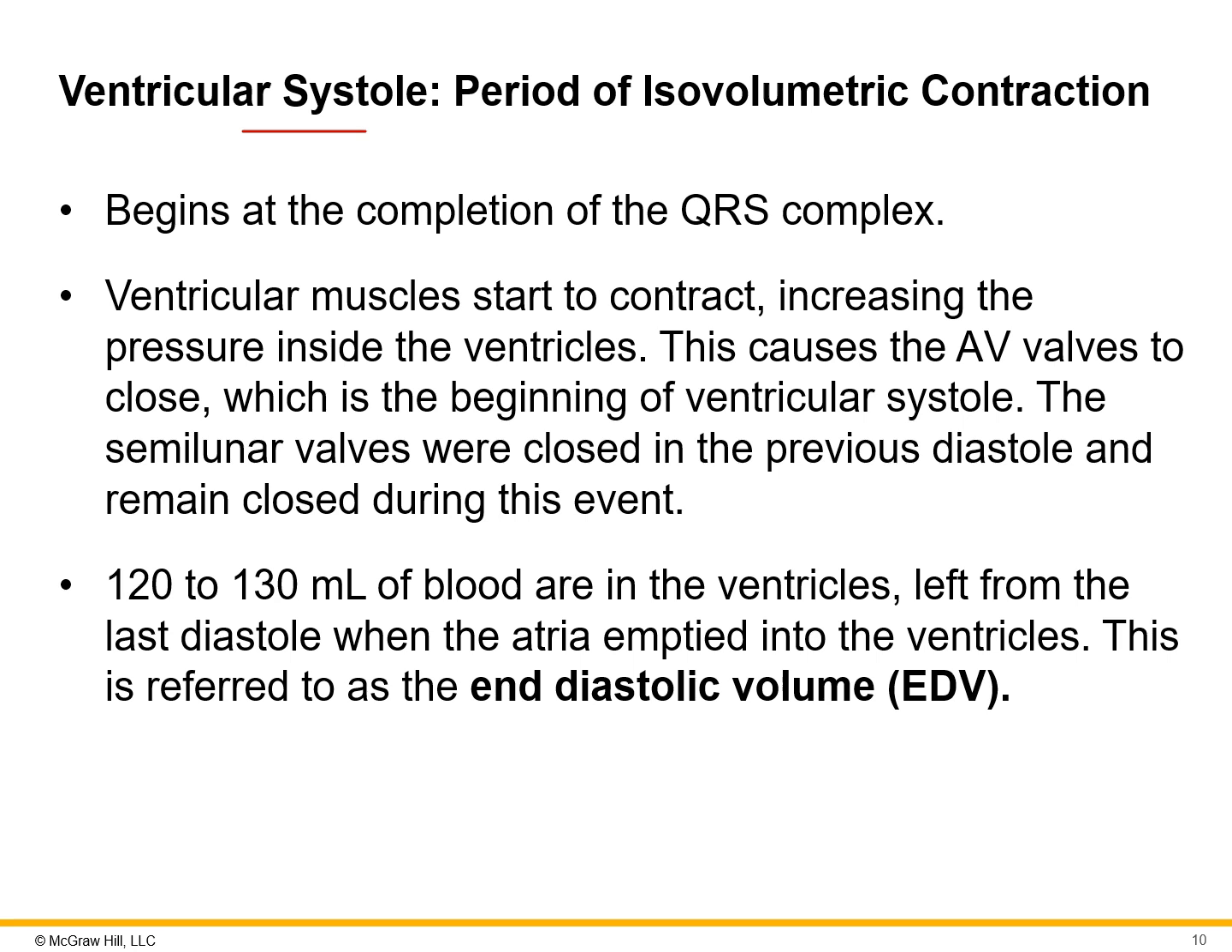Now in ventricle systole, again, that QRS complex, the ventricles start to contract. We get that increase in pressure in the ventricles, which causes those AV valves to close and starts the contraction of the ventricles. Those semilunar valves that were closed in the previous diastole continue to be closed. And just some numbers here, about 120 to 300 milliliters of blood are going to fill the ventricles. That's left from the last diastole when the atria emptied. So this is called the end diastolic volume.